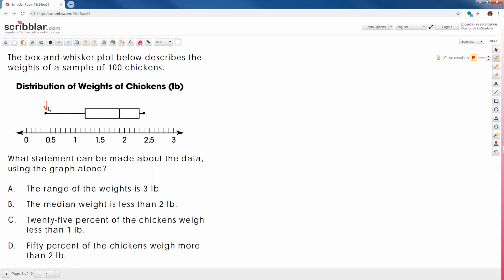So the very first dot, that's the lowest piece of data. For the chickens, that would be the chicken that weighs the least. So the very first dot is about here. So the chicken that weighs the least would be 0.4 pounds, because they said LB for pounds.